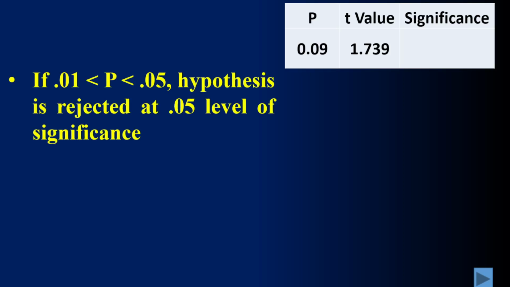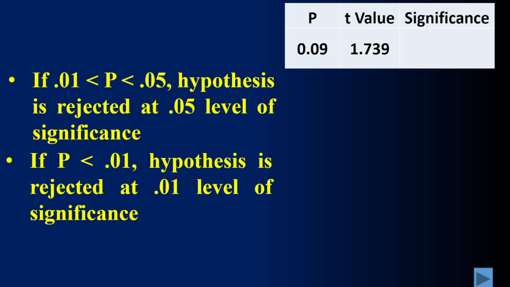How is the hypothesis checked on the probability value? For that we have to remember these 3 rules. If 0.01 is less than p is less than 0.05, the hypothesis is rejected at 0.05 level of significance. If the probability value is between 0.01 and 0.05, then the hypothesis is rejected at 0.05 level. This is the first rule. The second rule is if p is less than 0.01, then the hypothesis is rejected at 0.01 level of significance.